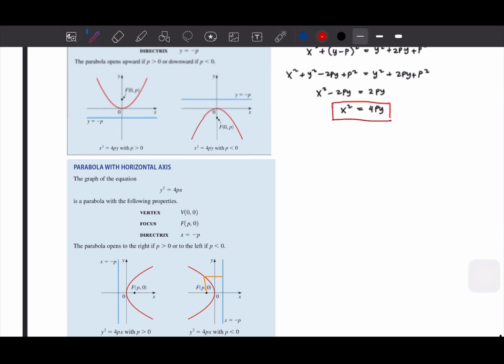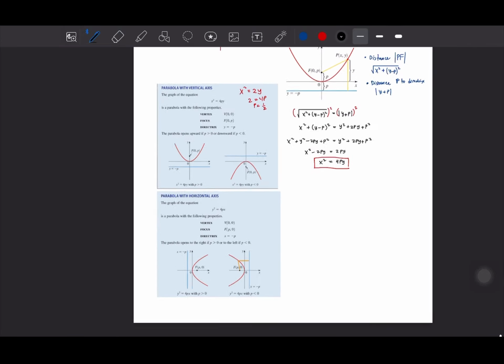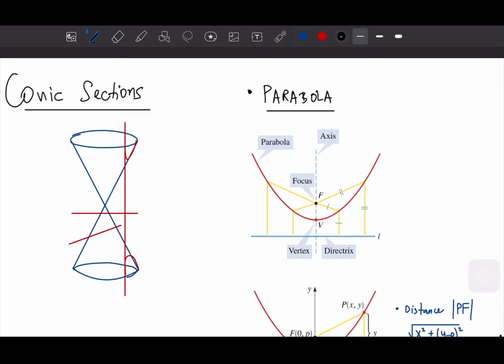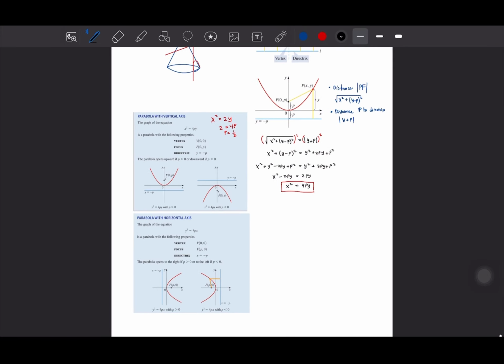Okay, I think it's not really a complicated one, right? The next one is the ellipse. So this is the parabola, and the next one is the ellipse.